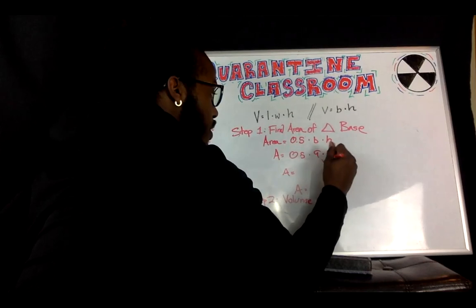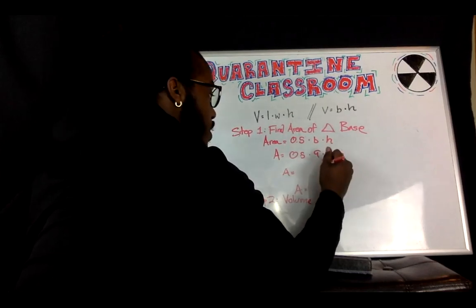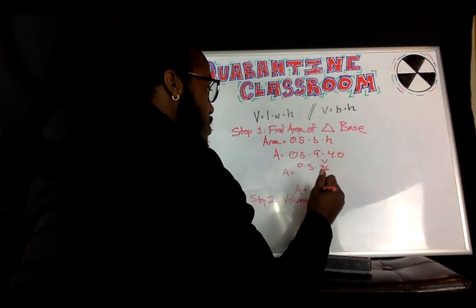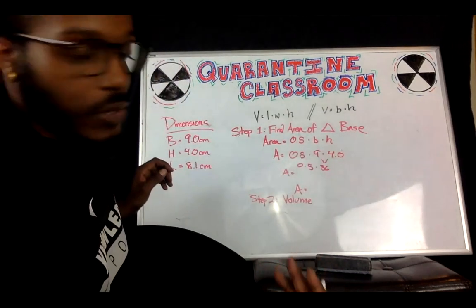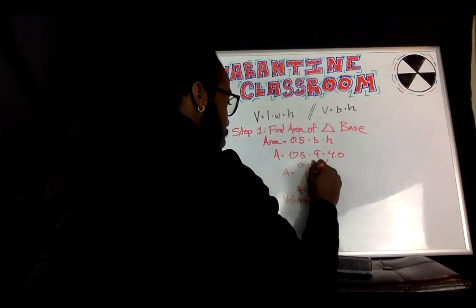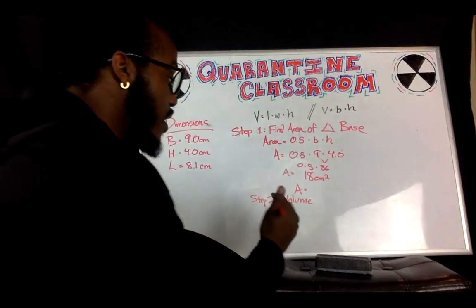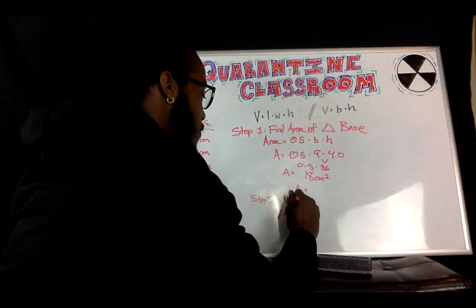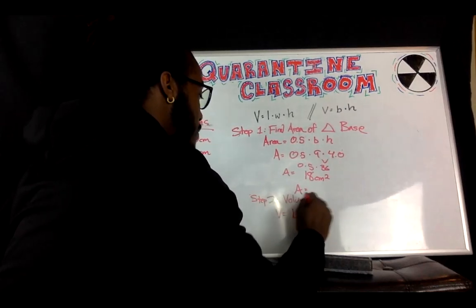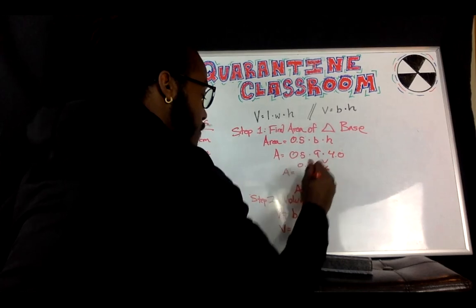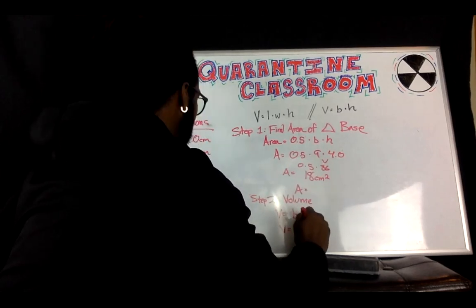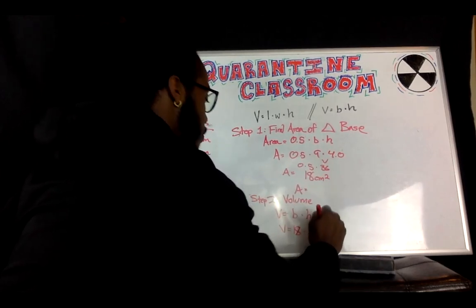I could do 9 times 4, which is 36. And I'm doing 0.5 times 36, which is like saying half of 36, which we know is 18. So now I'm looking at 18 centimeters squared. And I'm going to take this and plug it back in with my base. Volume equals base times height, and volume equals 18 times 8.1.